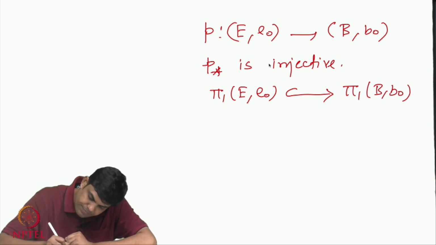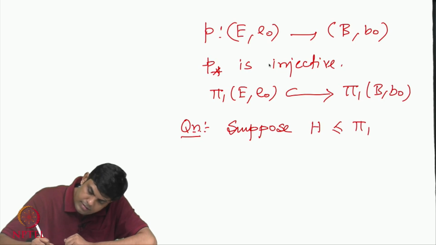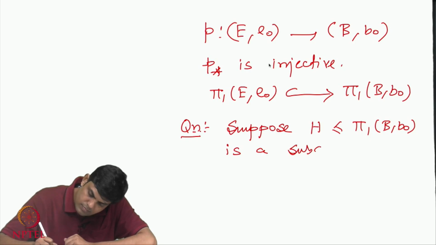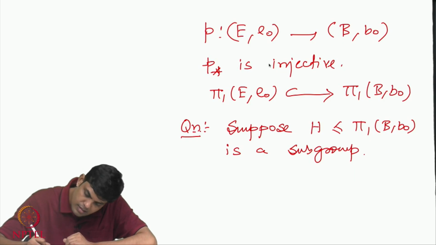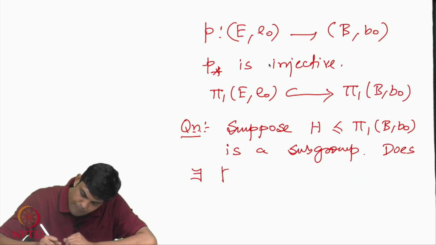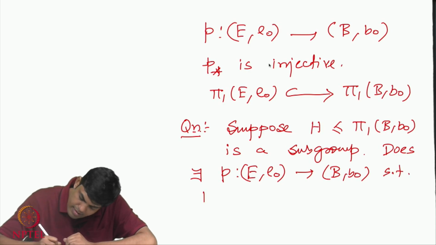Okay. So, let me ask the question. Suppose I give you any subgroup H, H is any subgroup. So, the question is, does there exist a covering map P from E0 to B0 such that H is exactly P star of the fundamental group of E?